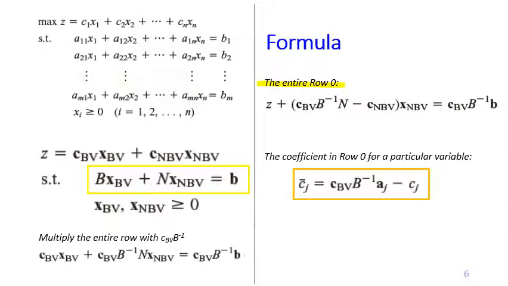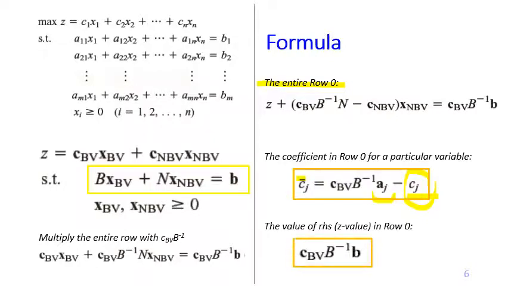But if you're only interested in finding the coefficient in row 0 for a particular variable j, you may use this formula: CBV B inverse times Aj minus Cj. So C without hat is the coefficient of this variable in the original problem, and C with hat is the coefficient of this variable in row 0 in the optimal table. Keep that in mind, C with hat and C without hat. And then for the right-hand side, you may use CBV B inverse times b.